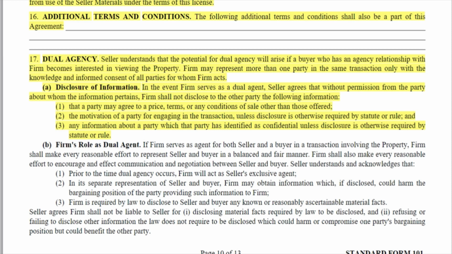So again, dual agency can get pretty sticky. We're basically at that time facilitators. I cannot tell you any pertinent information about the buyers, and I can't tell the buyers any pertinent information about you, your motivation to sell. I can't tell you that the buyers, hey, they just won the lottery, and so now you're going to hold out to get more money from them because you know that they have it. I can't share any of that information with either party.